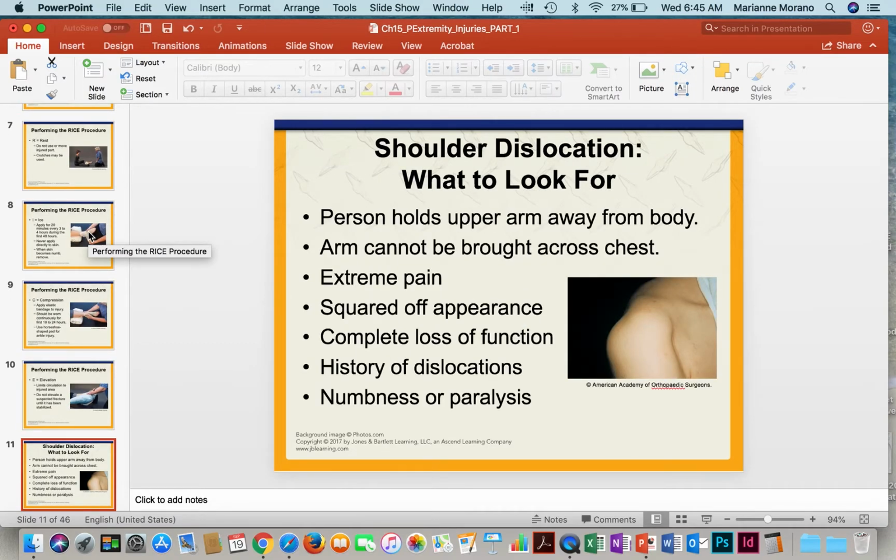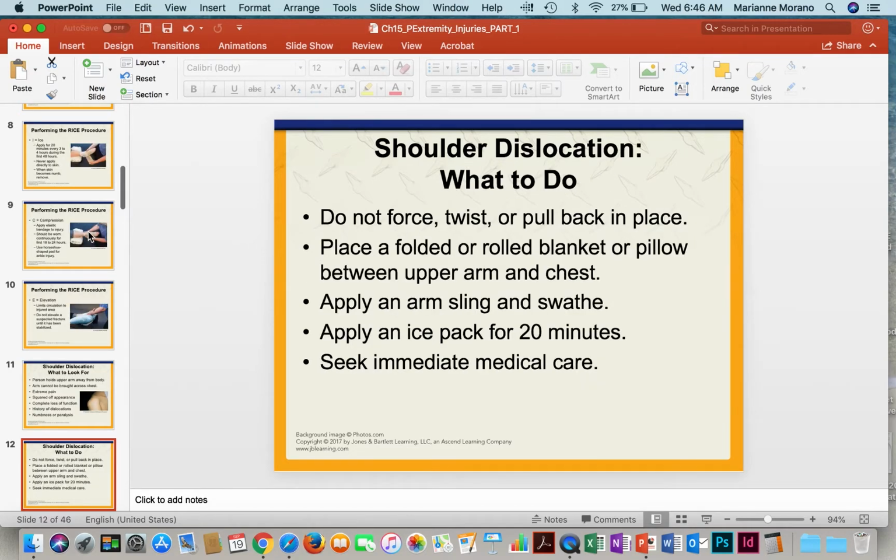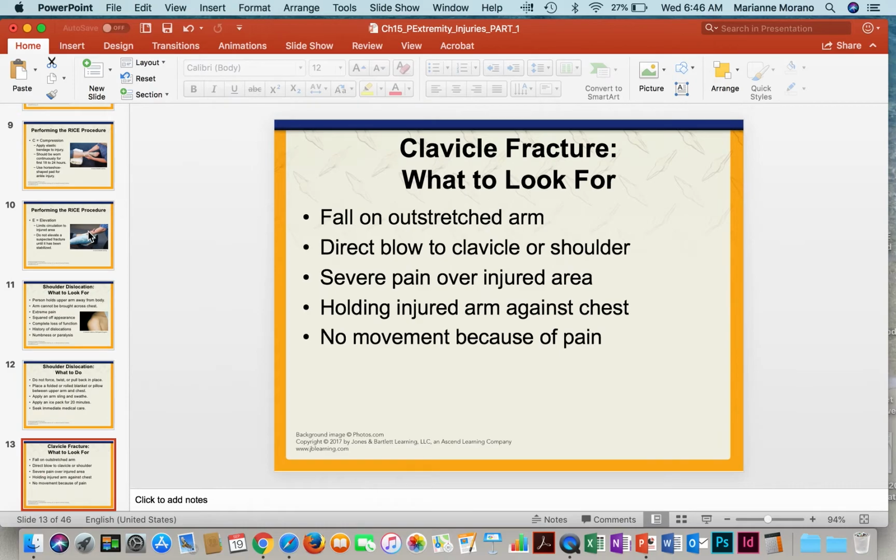Let's talk about shoulder dislocation. You want to look for if the arm cannot be brought across the chest, if there's pain, if there's loss of function, if there's a history, or if there's numbness. What should you do for a shoulder dislocation? Place a folded or rolled blanket between the upper arm and the chest. Apply a sling and apply ice and seek medical care. Don't try to push or force that shoulder back into place.